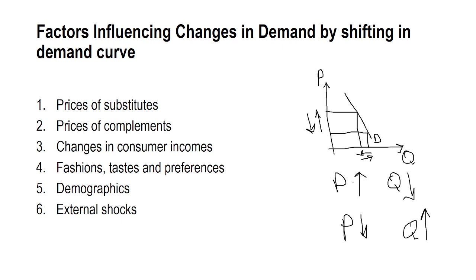But there are five conditions in which the demand curve will shift. What are these conditions? First, prices of substitutes. Second, prices of complements. Third, changes in consumer incomes. Fourth, fashion, tastes and preferences. Fifth, demographics, and finally external shocks. Let's analyze each of these factors and their effect on shifting the demand curve together.